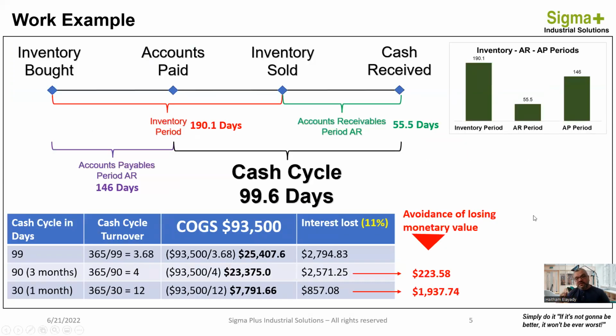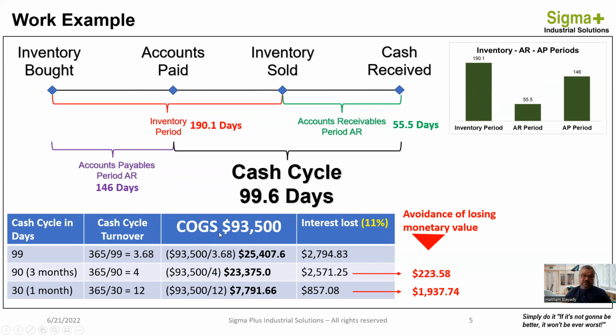So let's now better express what it means to have a cash cycle of 99.6 days, and what can be done to improve the cash cycle. We also need to understand the effect of having a larger cash cycle or a shorter cash cycle. In that scenario, if my cash cycle is 99 days, I should have a cash cycle turnover of about 3 to 4 times per year, by simply dividing the 365 days by 99. So what does it mean?